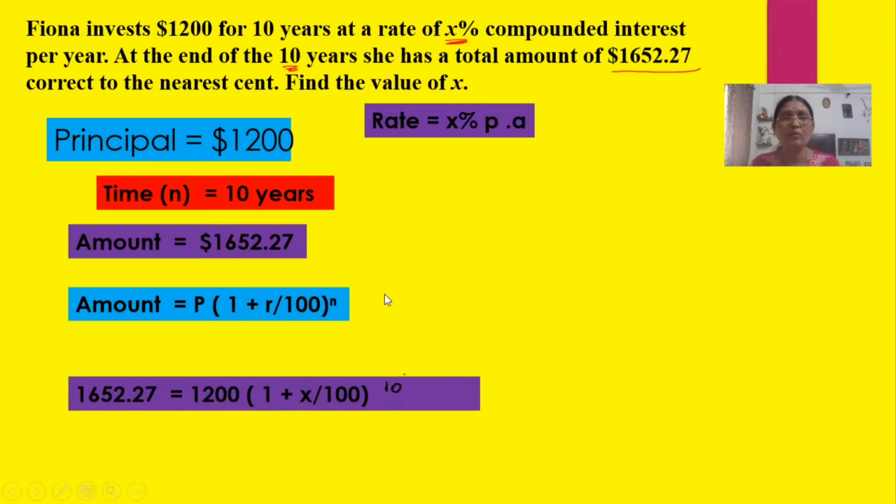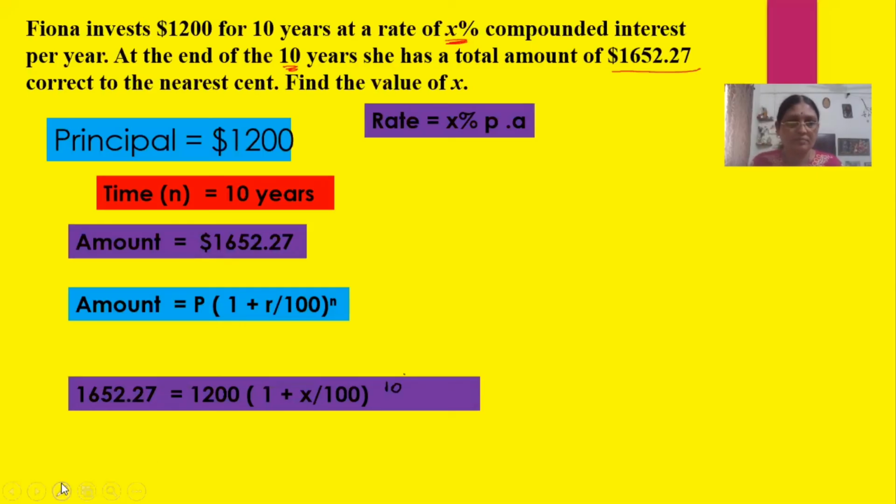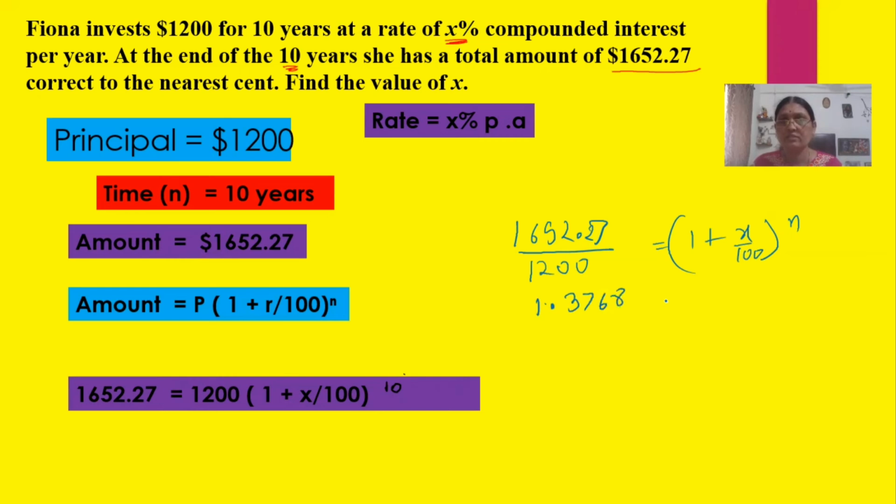Then now we simplify here, children. What we do is we take this 1652.27. We shift this 1200 over here, it becomes inverse, is equal to 1 plus x upon 100 raised to n. Okay, we have just shifted this. On simplifying this, use your calculator, you get this as 1.3768 something, which we can round it up to 2 decimal places, since it's an amount. So 1.38 is equal to 1 plus x upon 100, which is n.